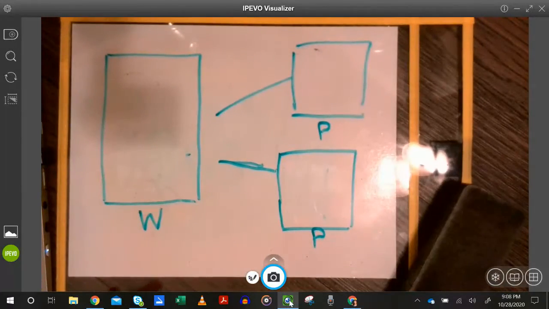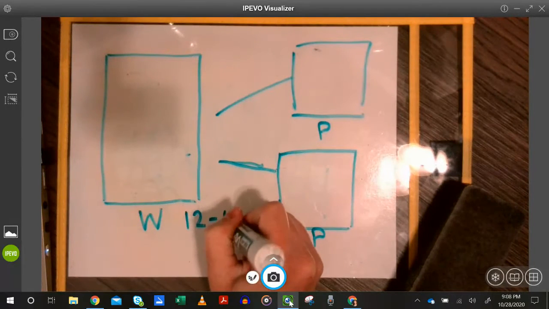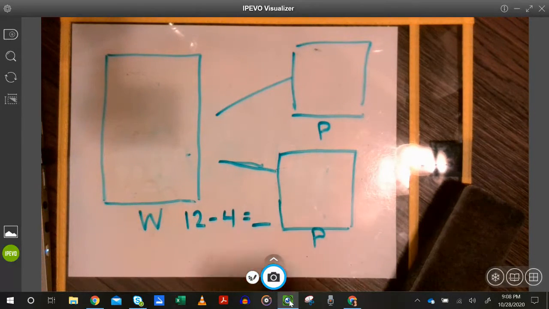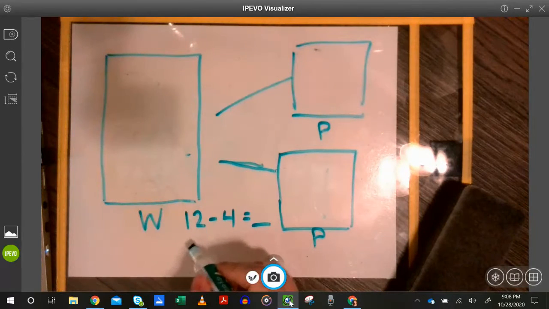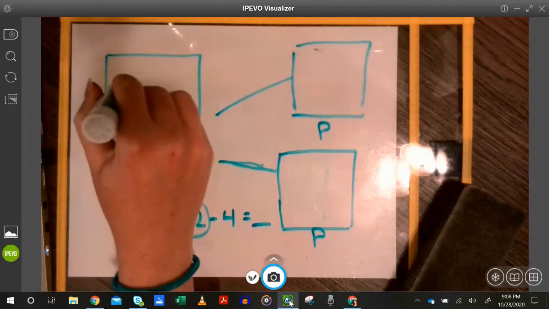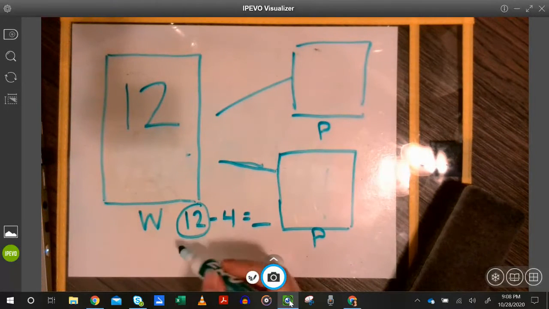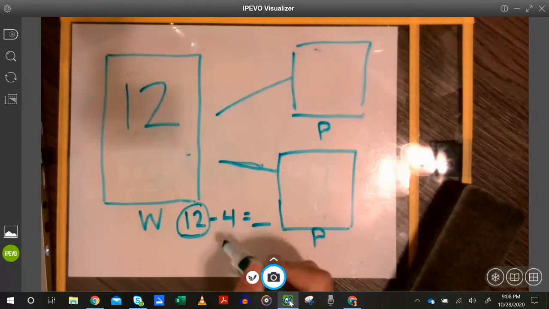Okay, we're going to look at a subtraction problem. If I have 12 minus 4 equals blank, then what can I look for? Okay, what is my whole? Which of those numbers is the whole? Did you say 12? If you did, that's correct. 12 is the whole. When we're doing subtraction, the whole is the number we take from.